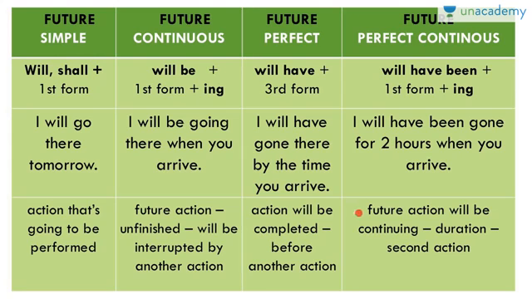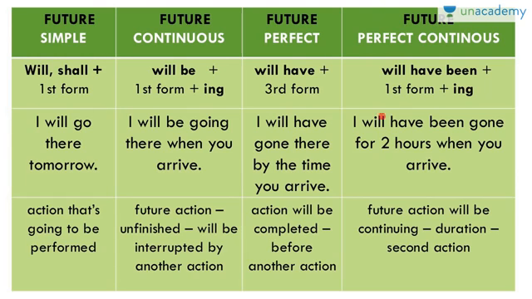Moving on to the future perfect tense. Now, the future perfect and the future perfect continuous tense are hardly used by anyone, and usually you don't even have to pay attention to these because they are hardly used, unless of course you're in an English grammar class. But you still need to know how to say the sentences correctly in case you do need to use them. So I will have gone there by the time you arrive. The action will be completed before the other action happens. I will have gone, that means I will not be here when you arrive because I will have already left.